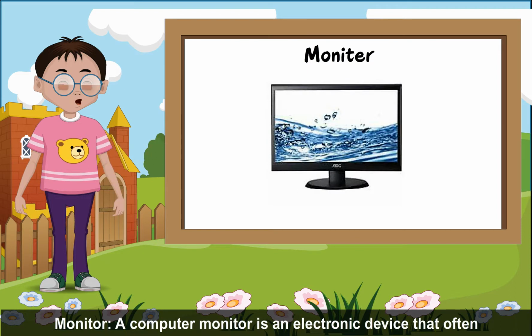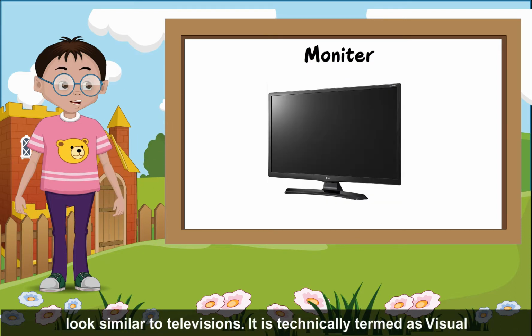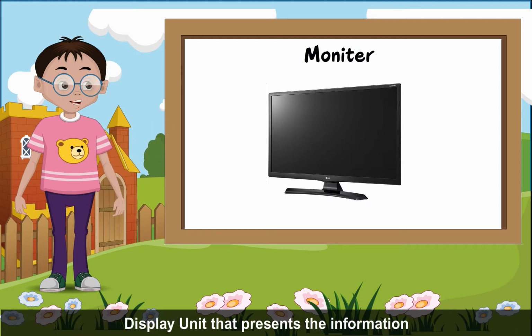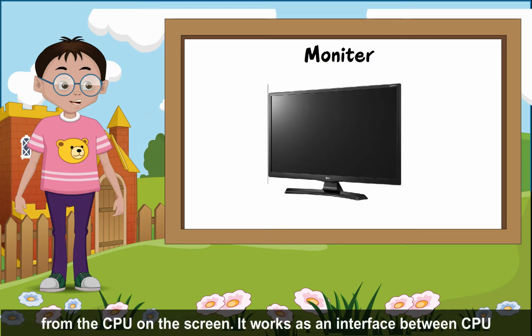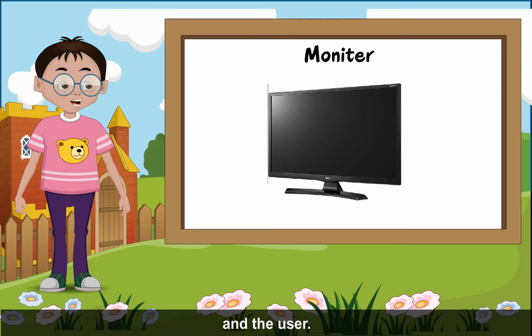Monitor. A computer monitor is an electronic device that often looks similar to a television. It is technically termed as Visual Display Unit that presents the information from the CPU on the screen. It works as an interface between the CPU and the user.